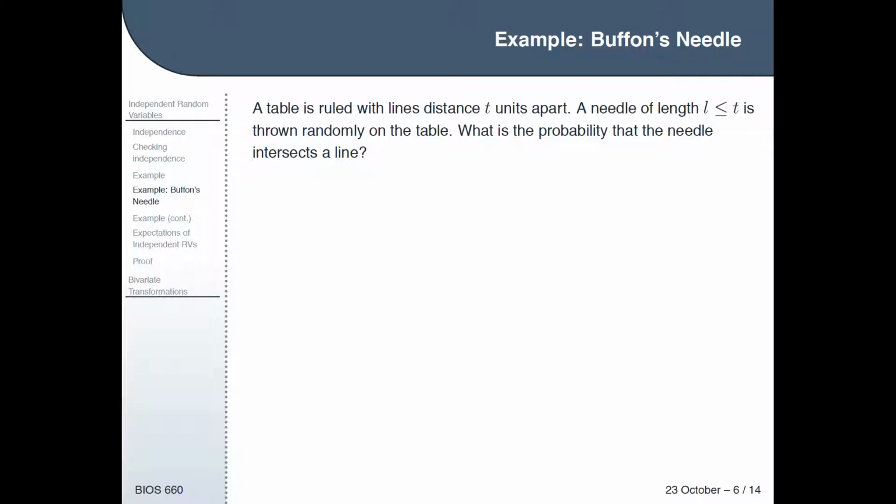Unfortunately, I don't think there's a good way to embed an animated GIF in LaTeX. So you'll have to content yourself with my ugly scribblings on the board. But the idea is, so we have this table with lines like this. The lines are separated by distance t.